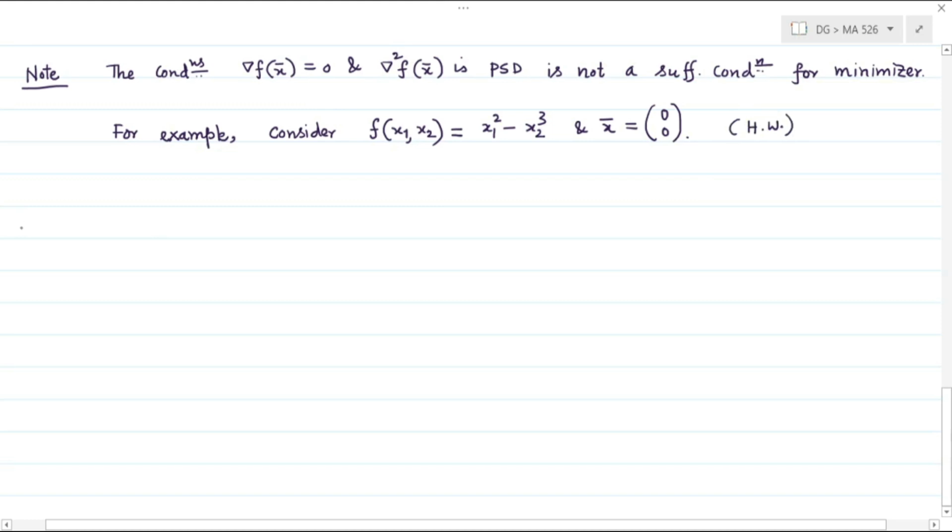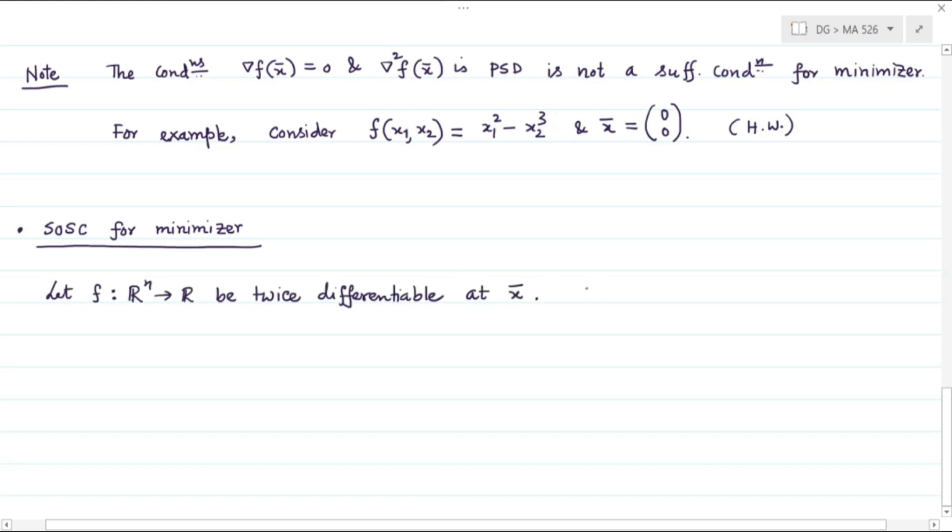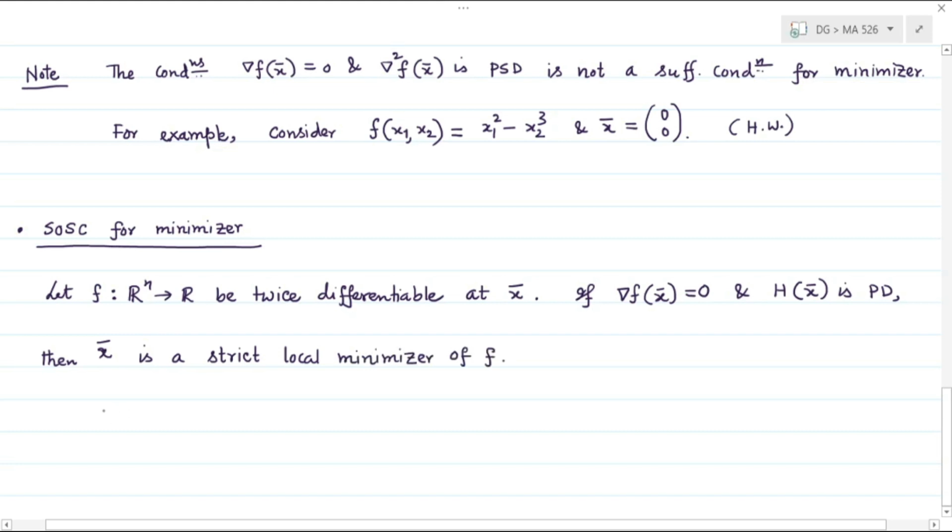Now, what can then be a sufficient condition of optimality? For this, you require positive definiteness of the Hessian, and that is our second order sufficient condition. That is the following. This states that let f be twice differentiable, and the gradient of f at x bar is the null vector and the Hessian is positive definite. Then x bar is a strict local minimizer of f. The proof will be as follows.